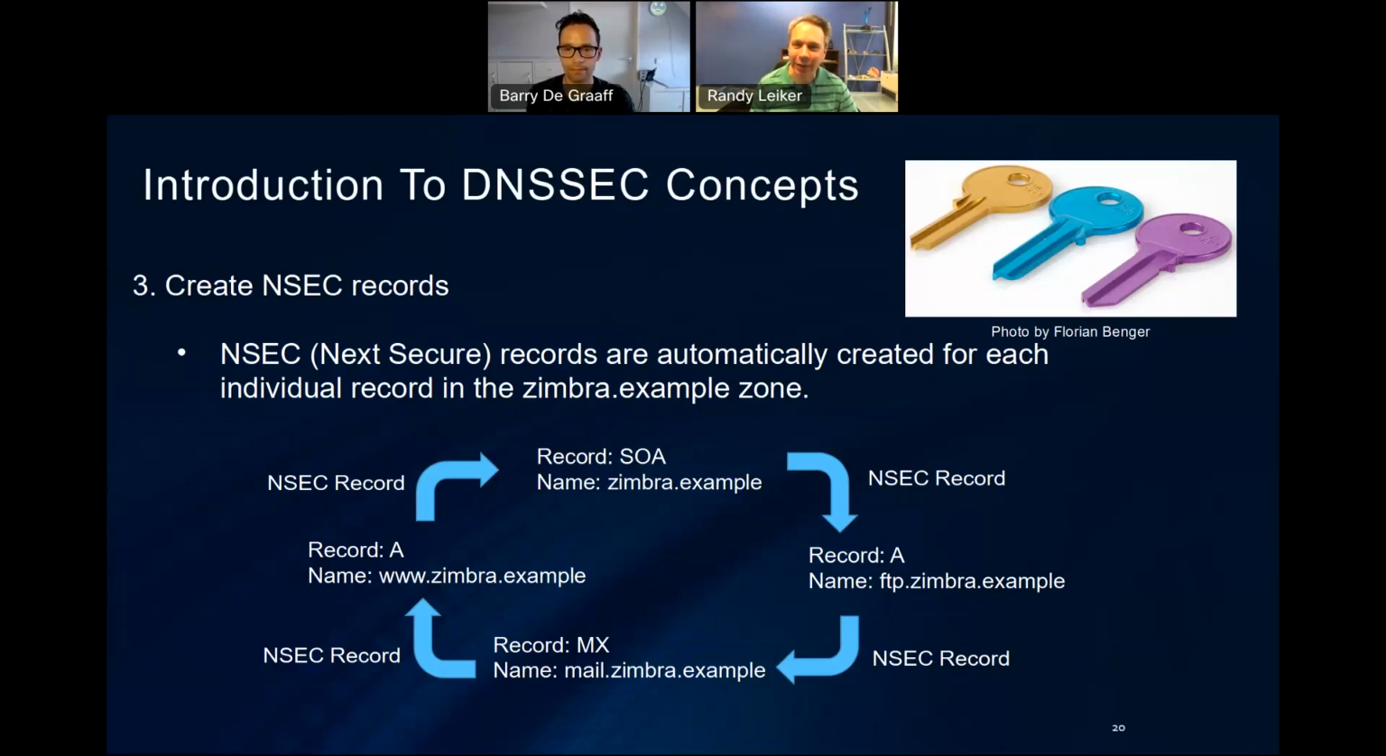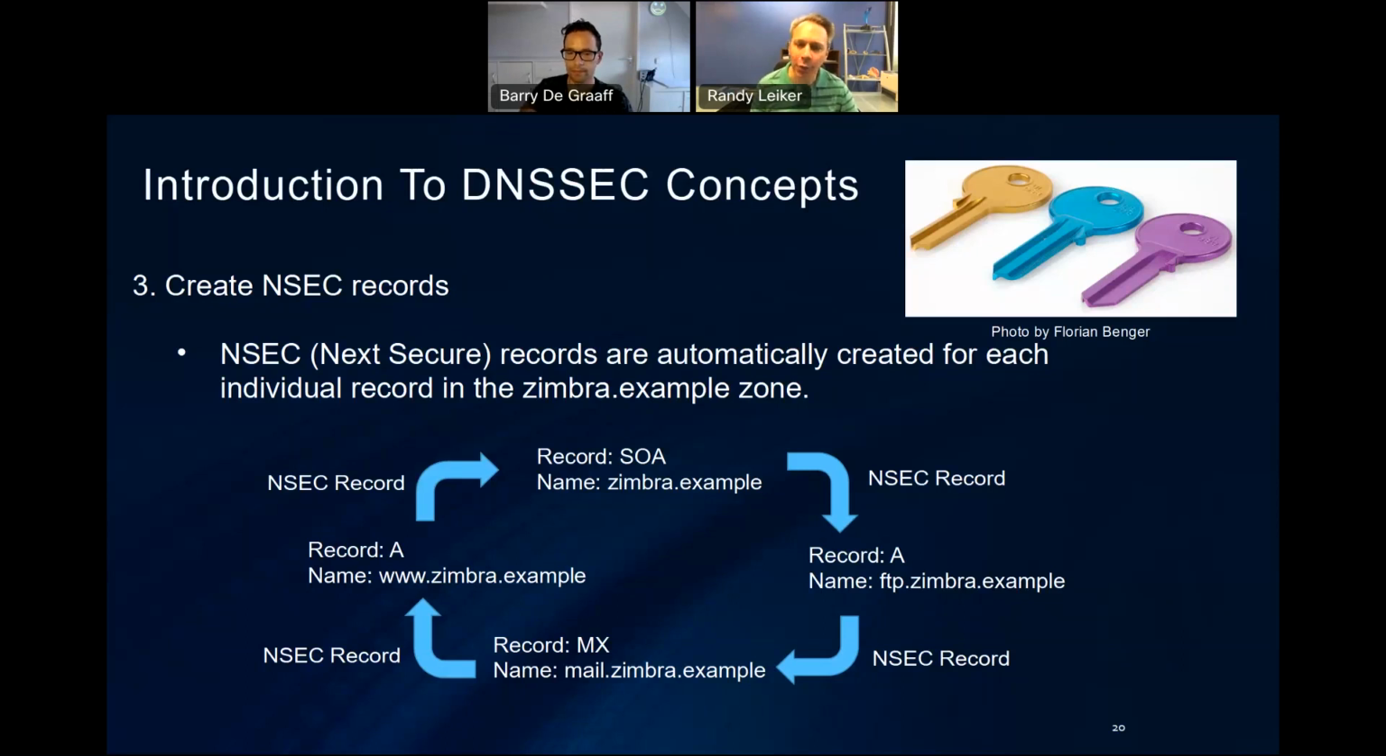After all of these NSEC records are created, just like we saw on the prior slide, new RRSIG, or again, resource record signatures, are created for each of these different NSEC records too, using the same zone signing key we used earlier. These RRSIG records are used to prove that the NSEC records can be trusted and have not been tampered with in transit to a DNS caching server.